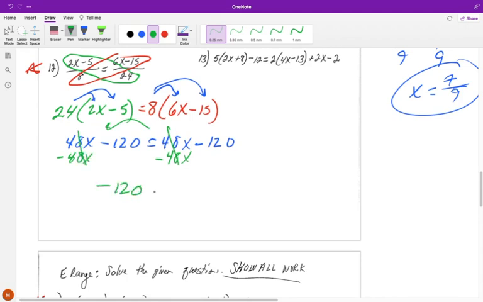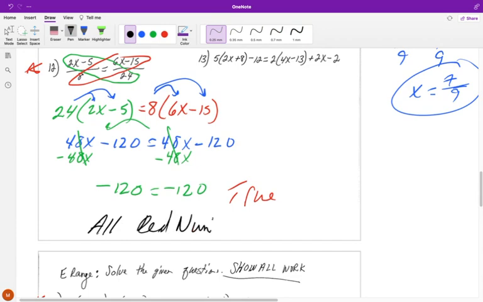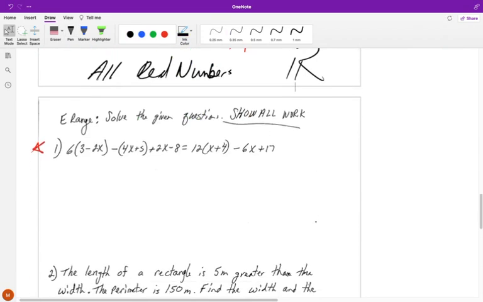So when my x's cancel out, I look at the value, or the question, and I say, okay, negative 120 is equal to negative 120. That is a true statement. So that means that it is all real numbers. Is our answer. You can write it out. You can write the symbol, however you want to show it.